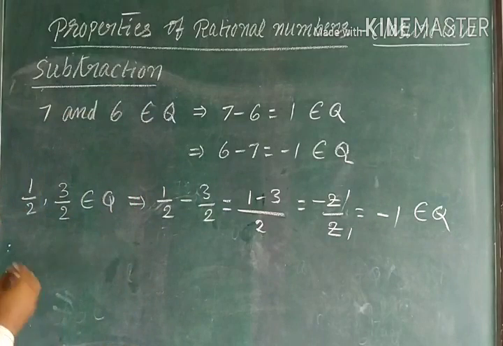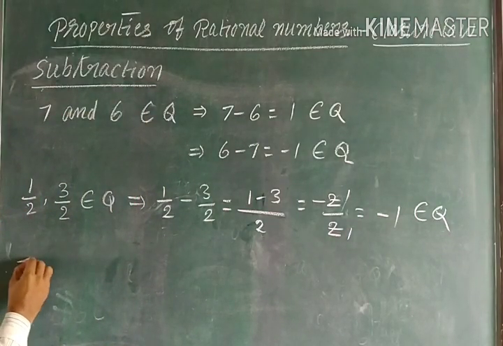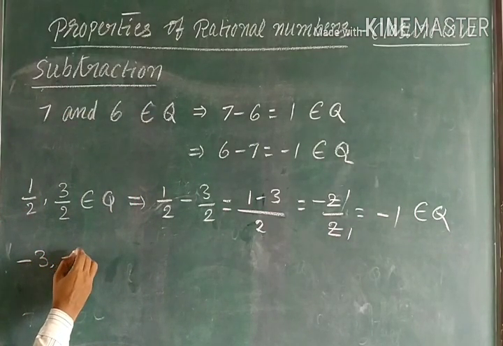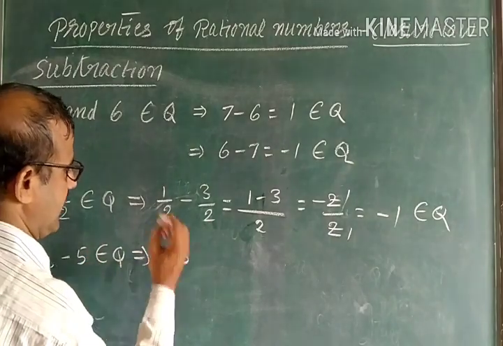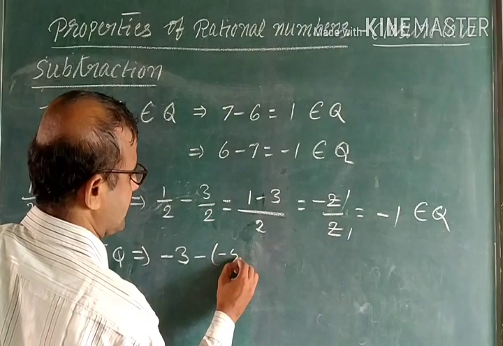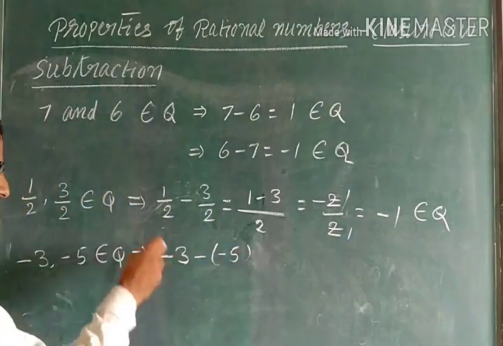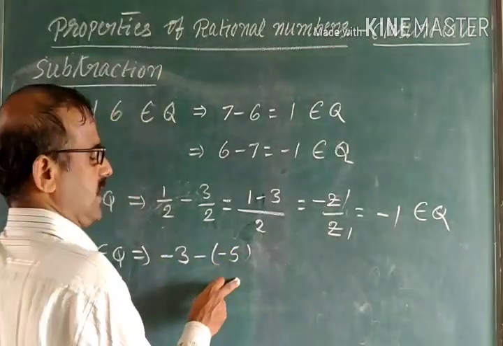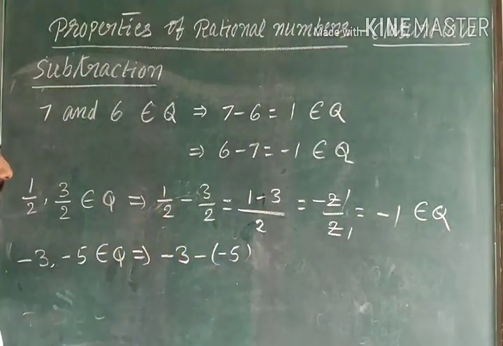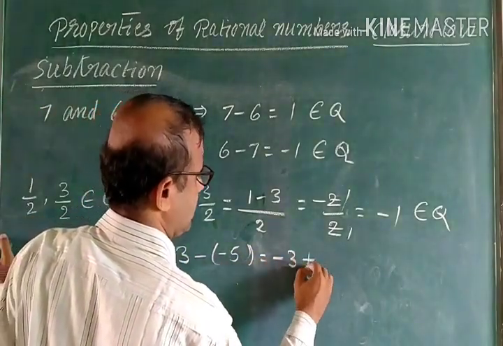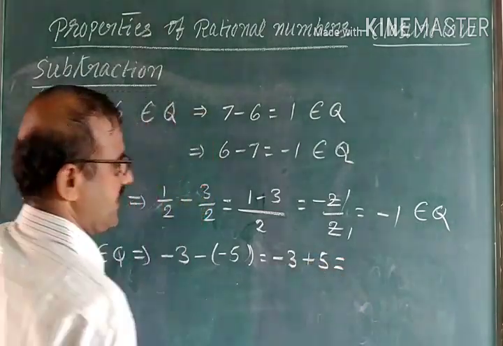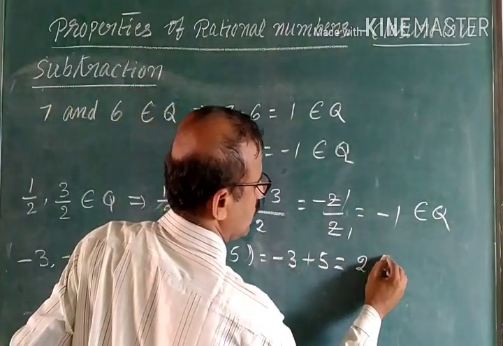Minus 1 belongs to Q. One more example, children. Minus 3 comma minus 5 belongs to Q. That implies minus 3 minus of minus 5, because minus 3 is a rational number, minus 5 is also a rational number. Their difference means again minus, that equals minus 3 minus into minus plus 5. So that equals minus 3 plus 5, how much children? 2. 2 belongs to Q.